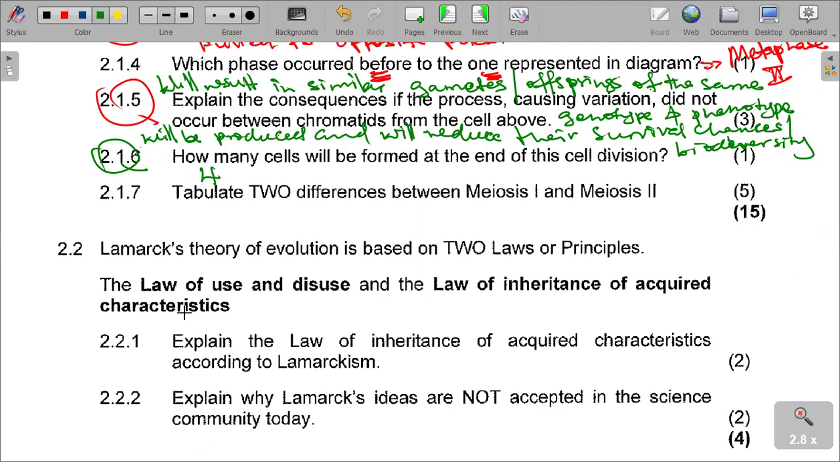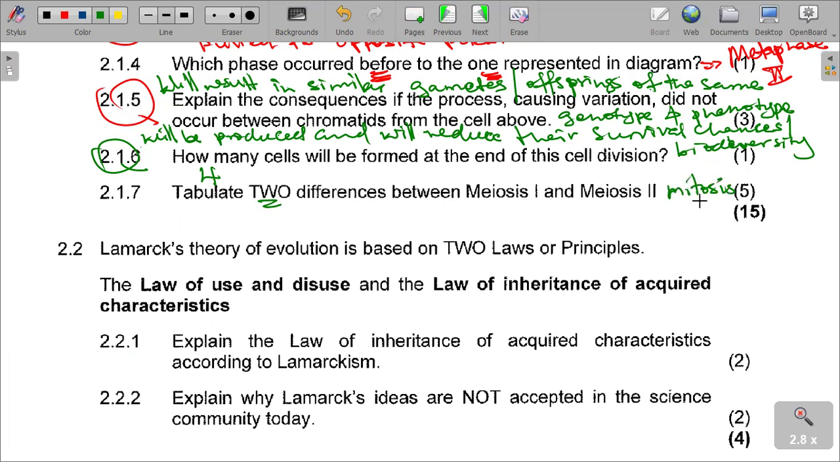And then the next question says tabulate the two differences between meiosis 1 and meiosis 2. I'm sure that you know that meiosis 2 is the same as mitosis.